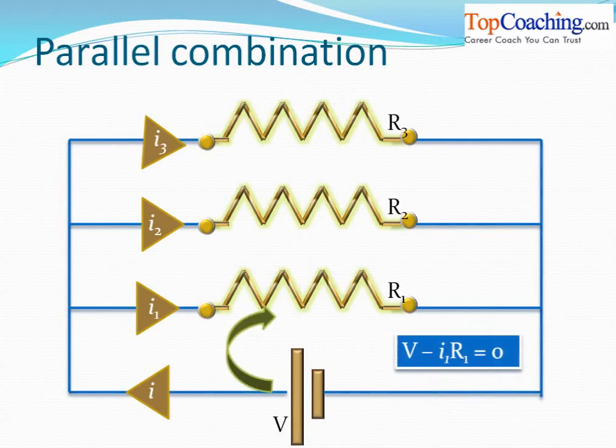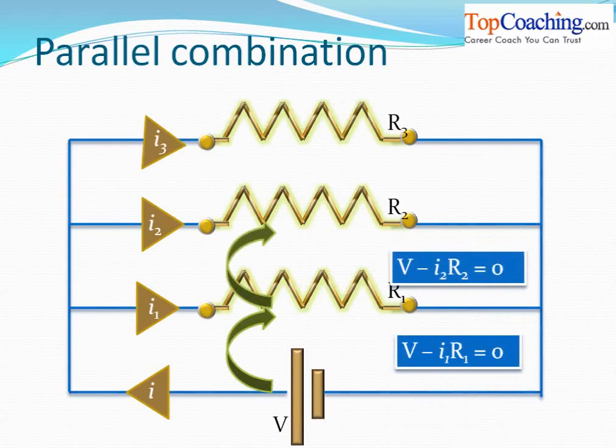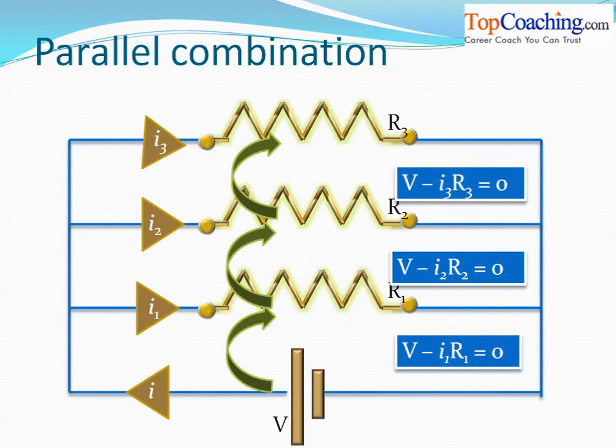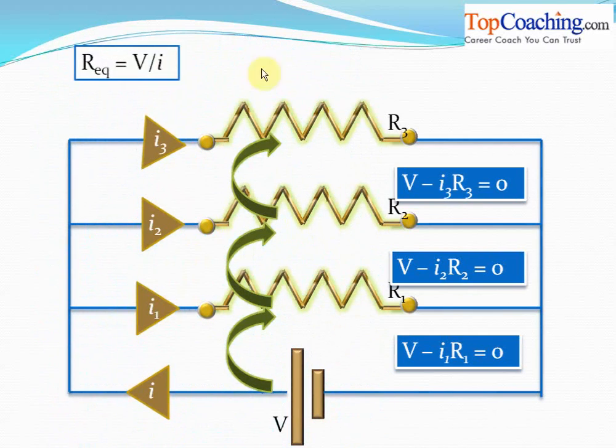If we apply Kirchhoff's law in all these three loops here, we get V minus I1 R1 equal to 0, V minus I2 R2 equal to 0, and V minus I3 R3 equal to 0. Isn't it? We have applied Kirchhoff's law in the loops containing the battery and the first resistance, the battery and the second resistance, and the battery and the third resistance. Now we already know that R equivalent is V divided by I, isn't it? And I is I1 plus I2 plus I3, isn't it? Because the electric current coming from the battery is distributed into three branches.